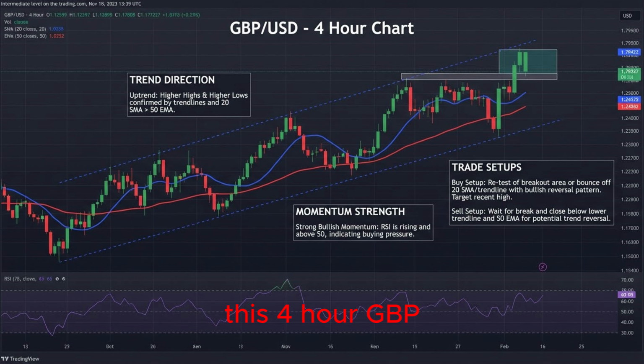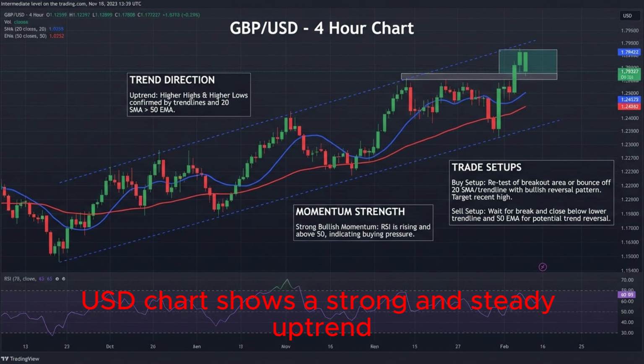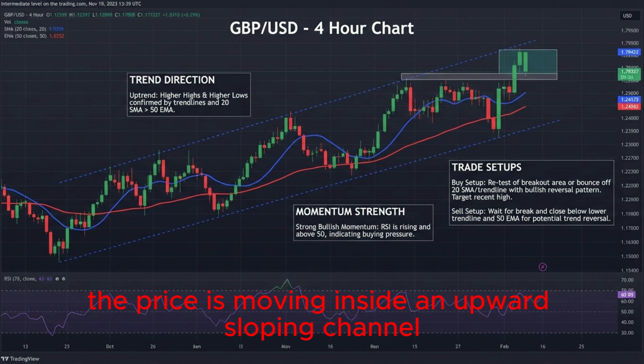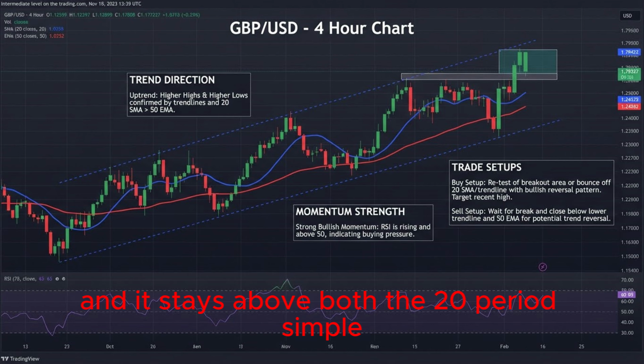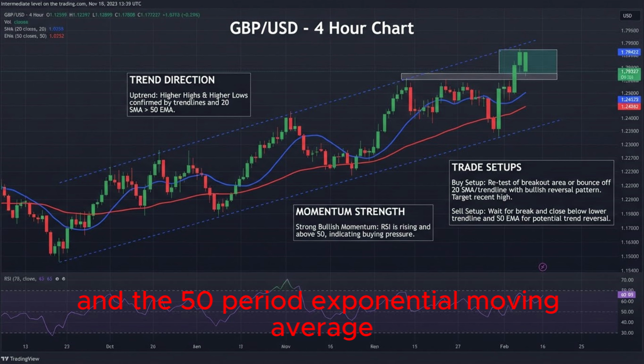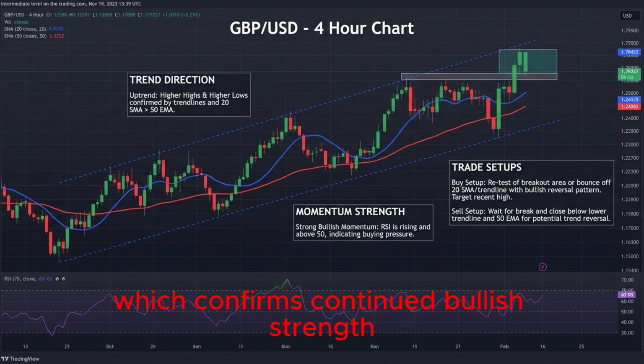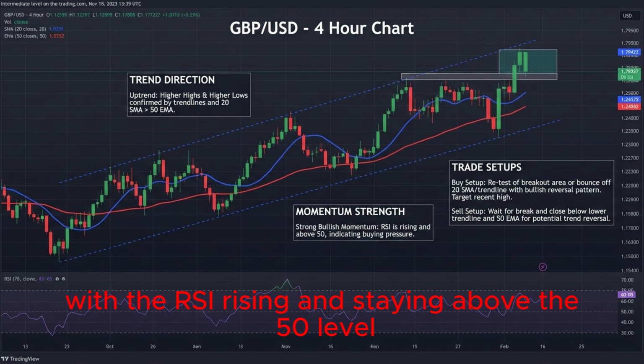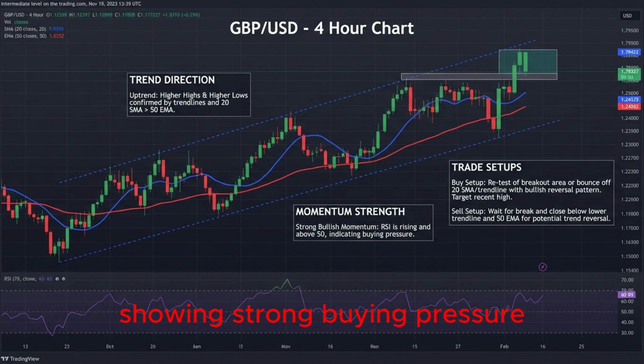This 4-hour GBP USD chart shows a strong and steady uptrend highlighted by a series of higher highs and higher lows. The price is moving inside an upward sloping channel, and it stays above both the 20-period simple moving average and the 50-period exponential moving average, which confirms continued bullish strength. Momentum is also positive, with the RSI rising and staying above the 50 level, showing strong buying pressure.